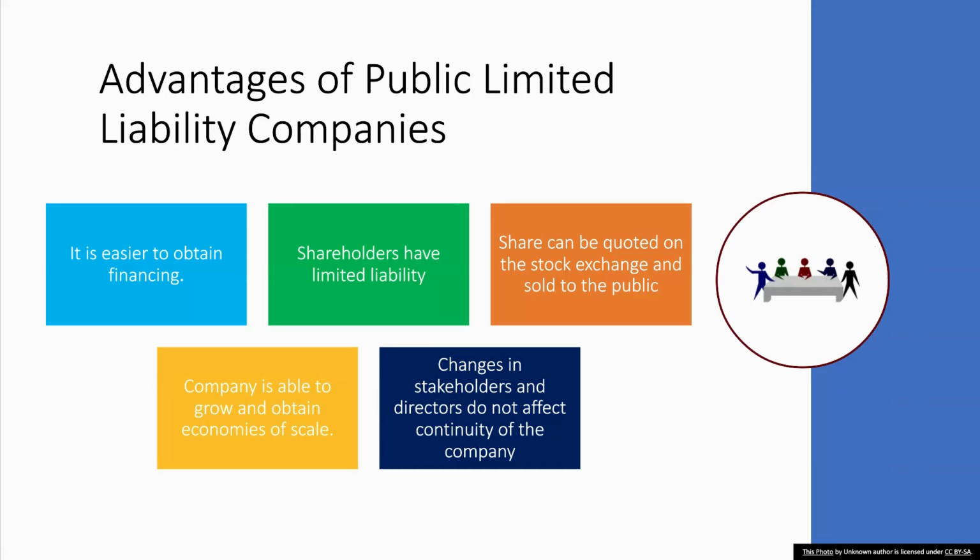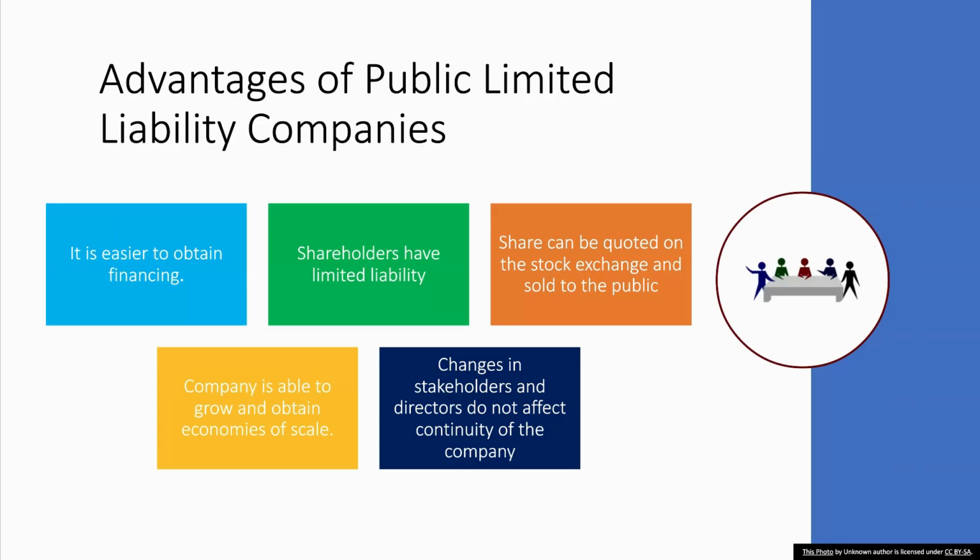Shares can be quoted on the stock exchange and sold to the public. The company is able to grow and obtain economies of scale, and changes in stakeholders and directors will not affect the continuity of the company. So, similar to the private limited liability, if somebody dies or one of the stakeholders decides that they don't want to be a part of the company anymore, then the company will still continue to operate.